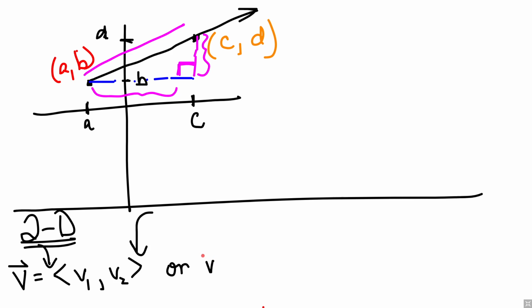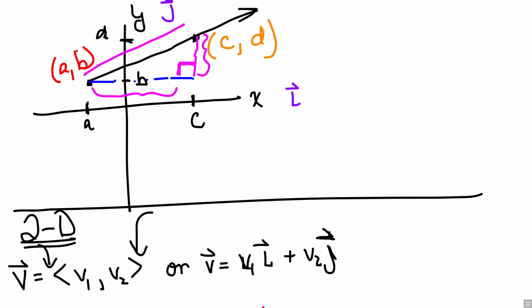So we can say that the vector v is equal to v sub 1 in the I direction plus v sub 2 in the j direction. With the I and j direction, instead of saying this is the x-axis, this is the y-axis, we refer to this as the I direction. We refer to this as the j direction.